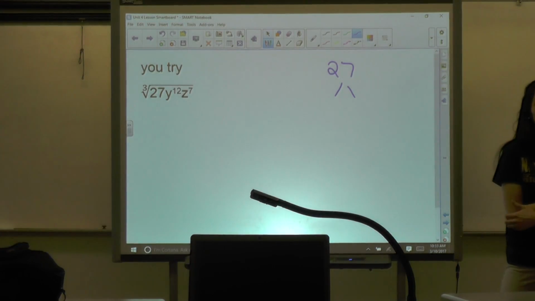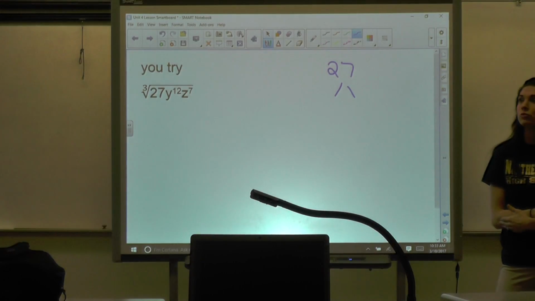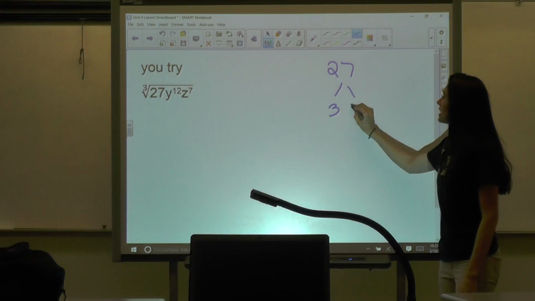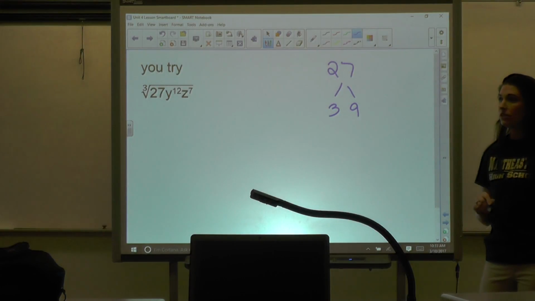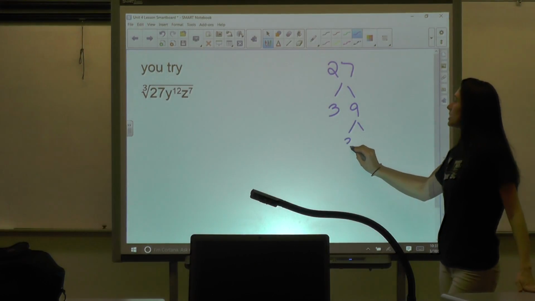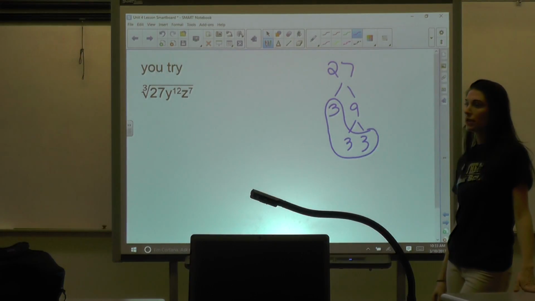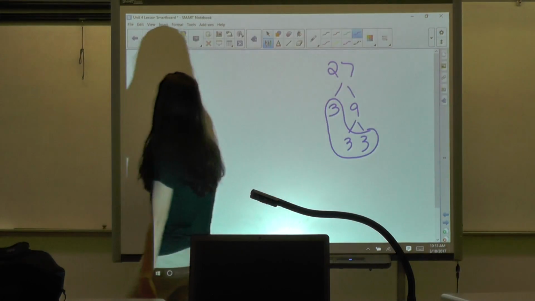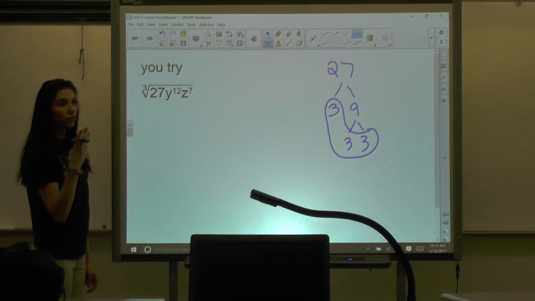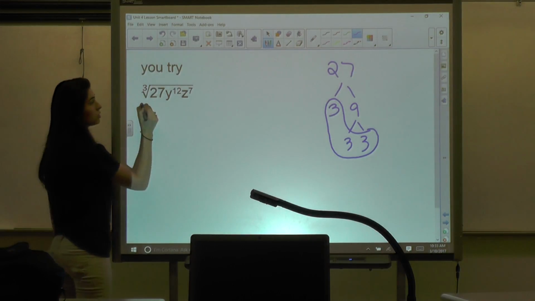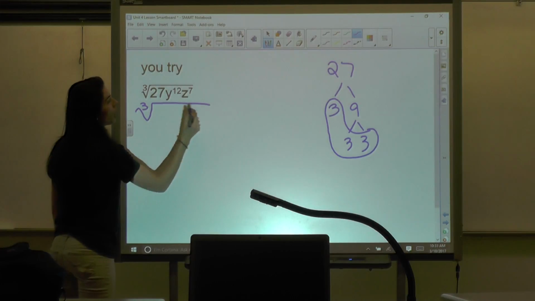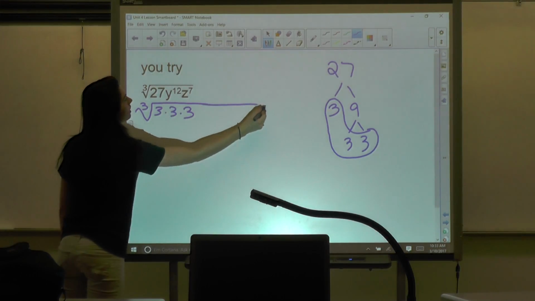27, it's not divisible by 2, so you move on to the next prime number, which is 3. 3 times 9 will give you 27, and then 3 times 3 will give you 9. This is what's going to replace that 27. The cube root tells you have to have 3 of something to bring 1 out. So I have the cube root of 3 times 3 times 3.